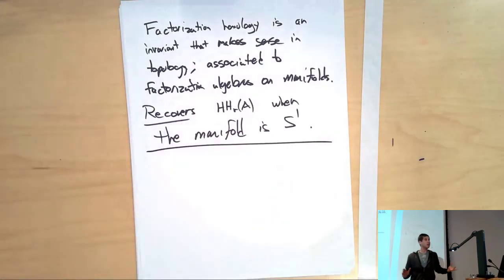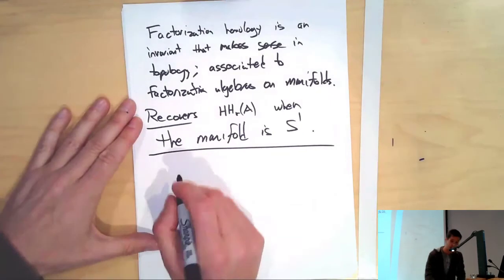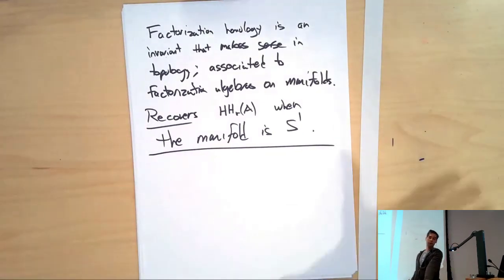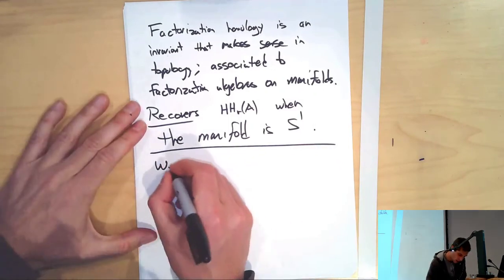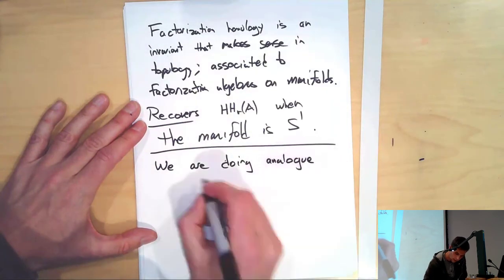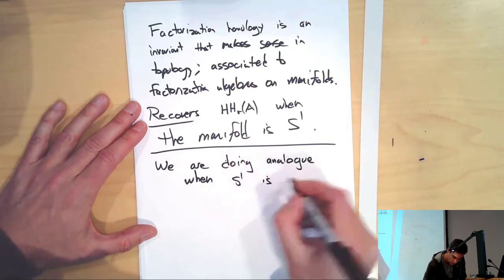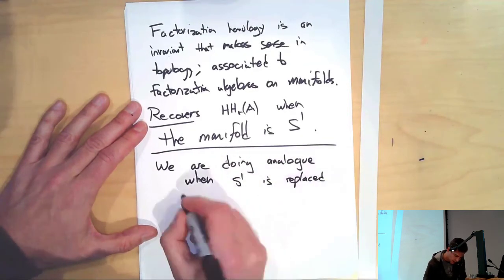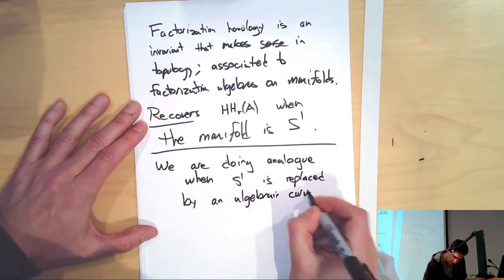So when I'm talking about factorization homology in this talk, I don't mean the topological version. What I mean is an analog of that in the world of algebraic geometry, which essentially is defined in the way that I'm describing. It's defined by taking the cohomology of certain sheaves on the Ran space. So we are doing the analog when S^1 is replaced by an algebraic curve X.